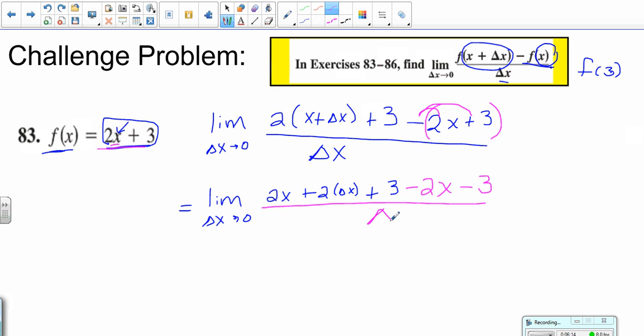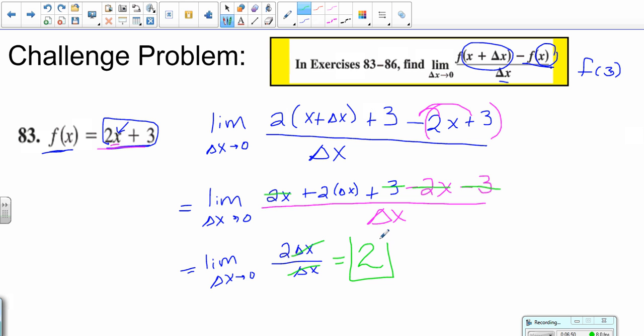On the bottom we have delta x. Adding things up, I notice that 2x and a negative 2x goes to 0, a 3 and a minus 3, 0 out. So I am left with the limit as delta x goes to 0 of 2 times delta x over delta x. Delta x over delta x would cancel and make 1. So I'm left with the limit as delta x goes to 0 of 2. The limit of a constant is the constant. 2 is our value.